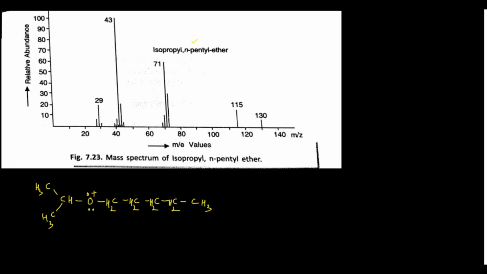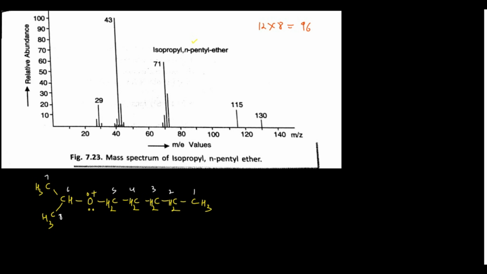Now you can take the molecular weight of this particular compound. Let's take the molecular weight. How many carbons are there? 1, 2, 3, 4, 5, 6, 7, 8. 8 carbons are there, so you can write 12 into 8, that is 96. Then you can count your hydrogens: 3, 5, 7, 9, 11, 12, 15, 18. 18 hydrogens are there.